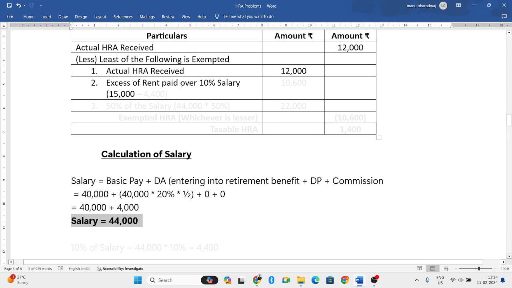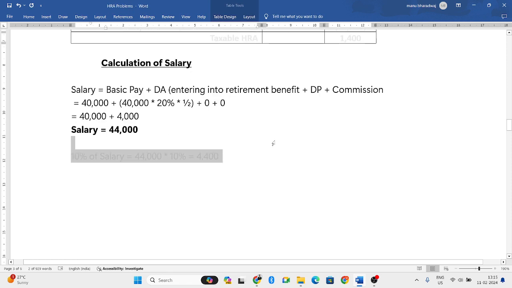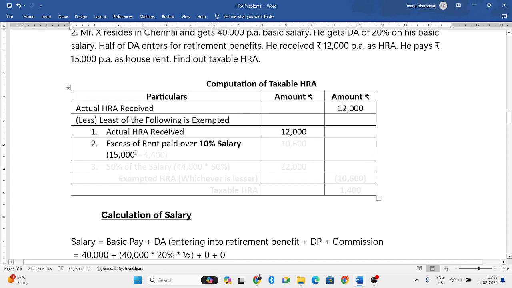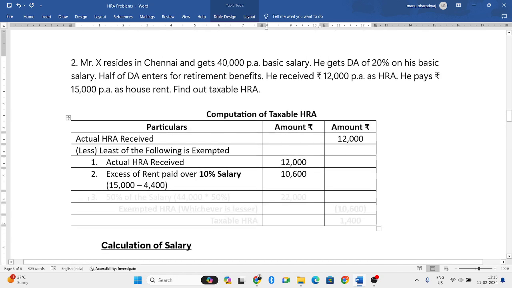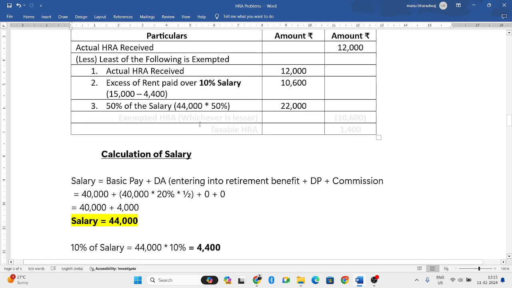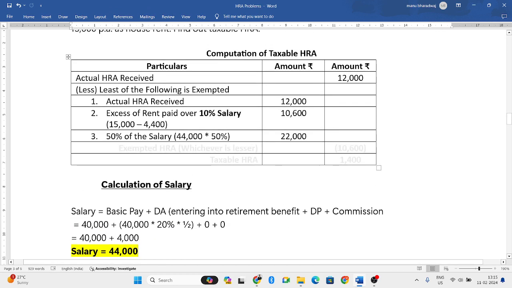Now here what we want is 10% of salary. So 10% of salary, that is 44,000 into 10%, it will be 4,400. So 15,000 minus 4,400 will be the second exemption, that is 10,600. The third exemption, as it is Chennai, we have to consider 50% of the salary. So total salary is 44,000, and 44,000 into 50% will be 22,000.